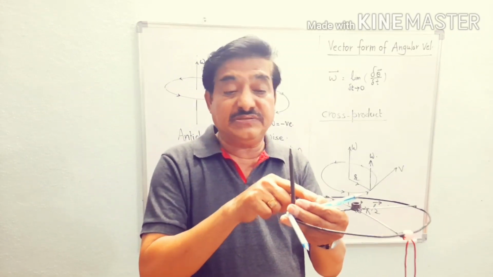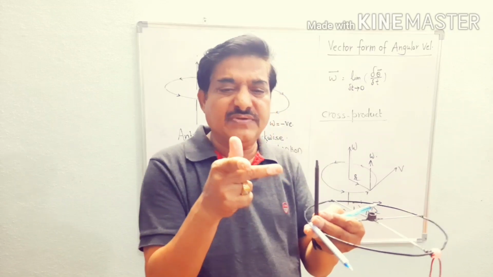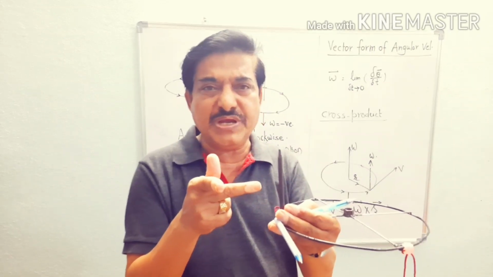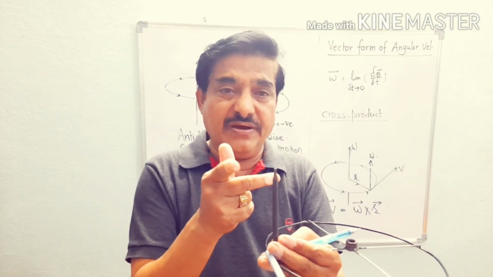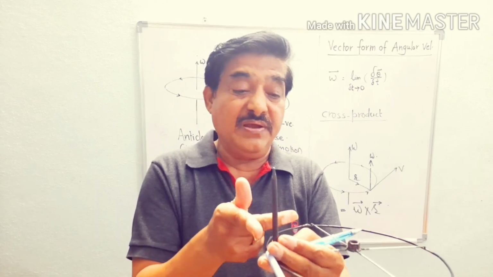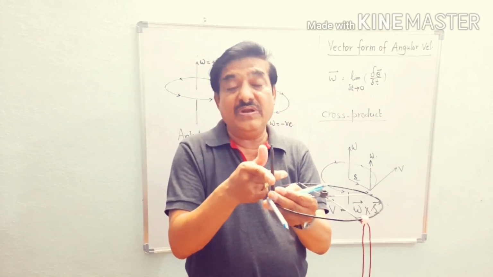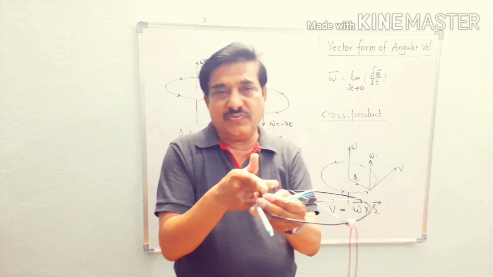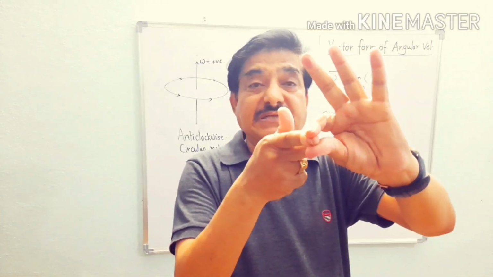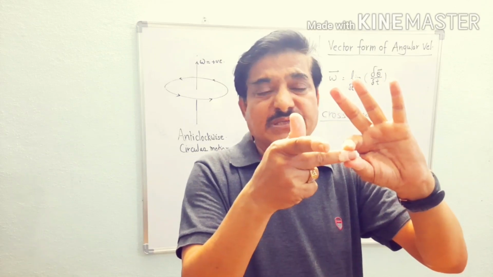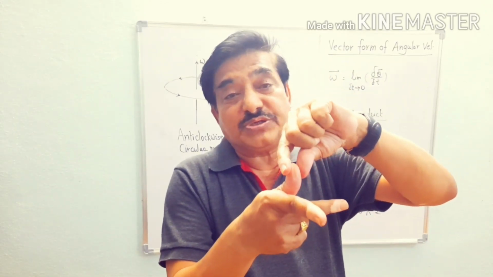The relation between these three vectors can be established by the right hand rule. Stretch three fingers, that is the forefinger, middle finger and thumb, mutually perpendicular to each other, and assign each vector along the direction of each finger. The forefinger will represent the velocity, the central finger will represent the negative radius vector, and the thumb will represent the angular velocity omega. See this: the forefinger represents the velocity, the middle finger represents the negative radius vector, and the thumb represents the angular velocity omega.